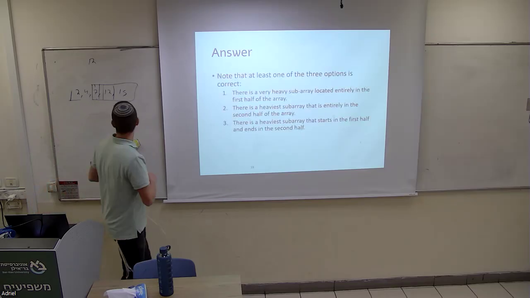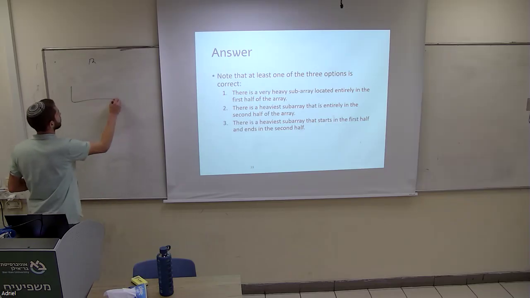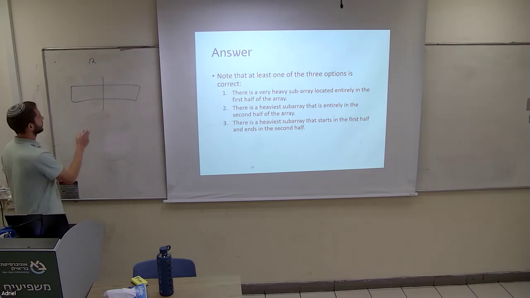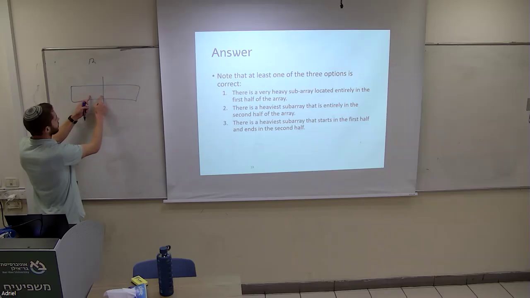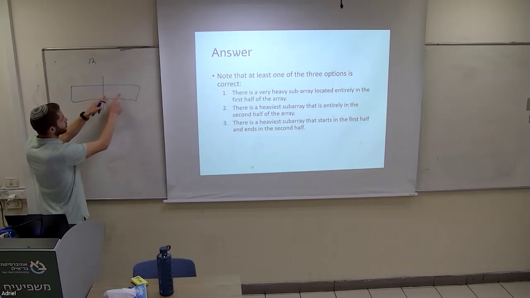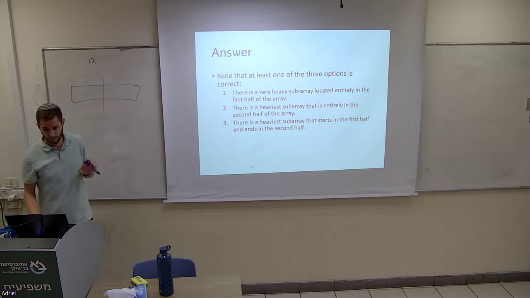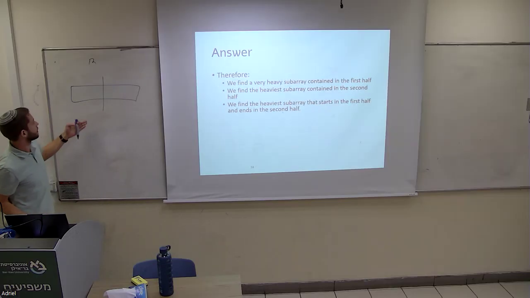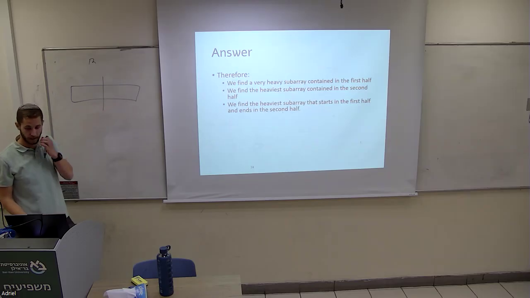What does that mean? Let's say we divide it into 2. We know that the heaviest subarray is either wholly contained in the first half, or wholly in the second, or it starts in the first half and ends in the second: a suffix and a prefix. Those are the 3 options. So what are we going to do? We'll find the heaviest one contained in the first half, the heaviest one in the second, and the heaviest one that starts in the first and ends in the second. We'll compare those 3 and return the largest one.